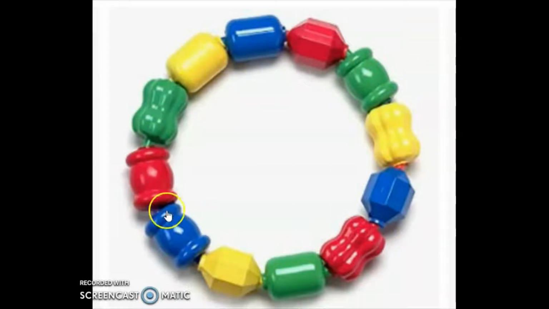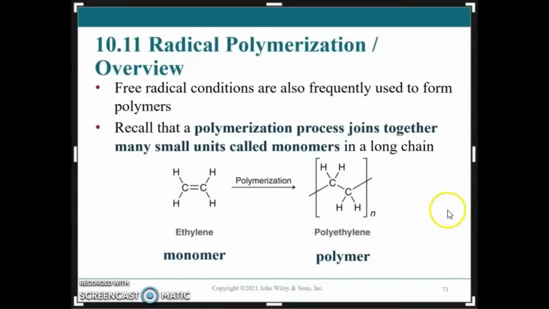I always think of these when I think of forming polymers. Each shape is a monomer, and if you had only yellow shapes, then you would have only that monomer unit. So say these were ethylene, then you could make a long chain of only ethylene monomers, and it would be polyethylene. What's shown here is many different kinds of individual monomers in the analogy that I'm using.